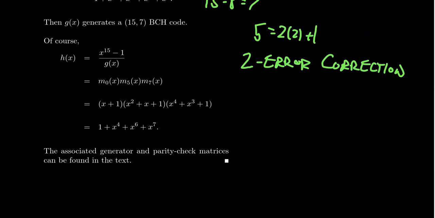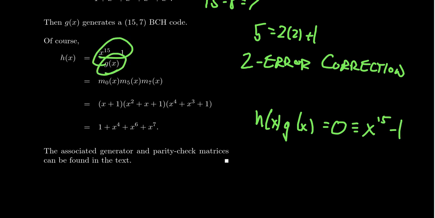Now, with g of x, we can also compute h of x, because it should be the property that g of x times h of x is equal, sorry, that's the wrong way. I mean, for the polynomials, it doesn't make much of a difference. For the matrix, it does, so I want to be consistent there. So h of x times g of x should equal 0, where, of course, 0 in this ring is the same thing as x to the 15 minus 1. So we can just take x to the 15 minus 1 and divide it by g, right? So g was m1 times m3, so we grab the other three factors, m0 times m5 times m7, which as a reminder were these three polynomials. Skipping all the details here, you can multiply those out, and this will simplify to be the polynomial 1 plus x to the 4th plus x to the 6th plus x to the 7th. This polynomial then gives you the parity check matrix.